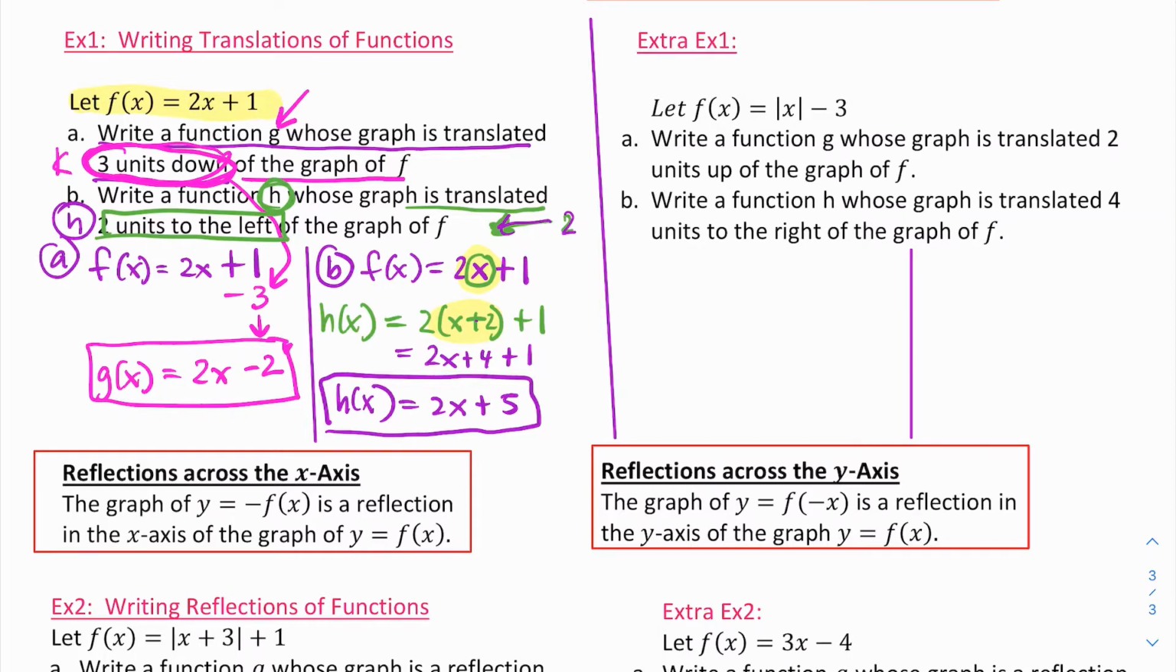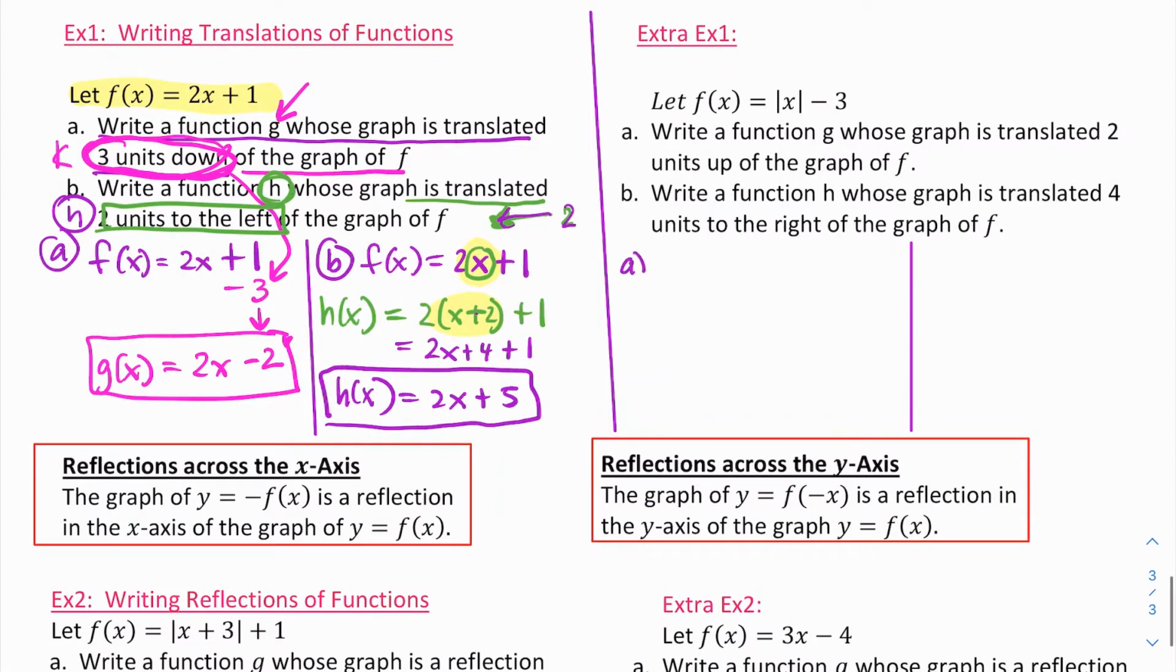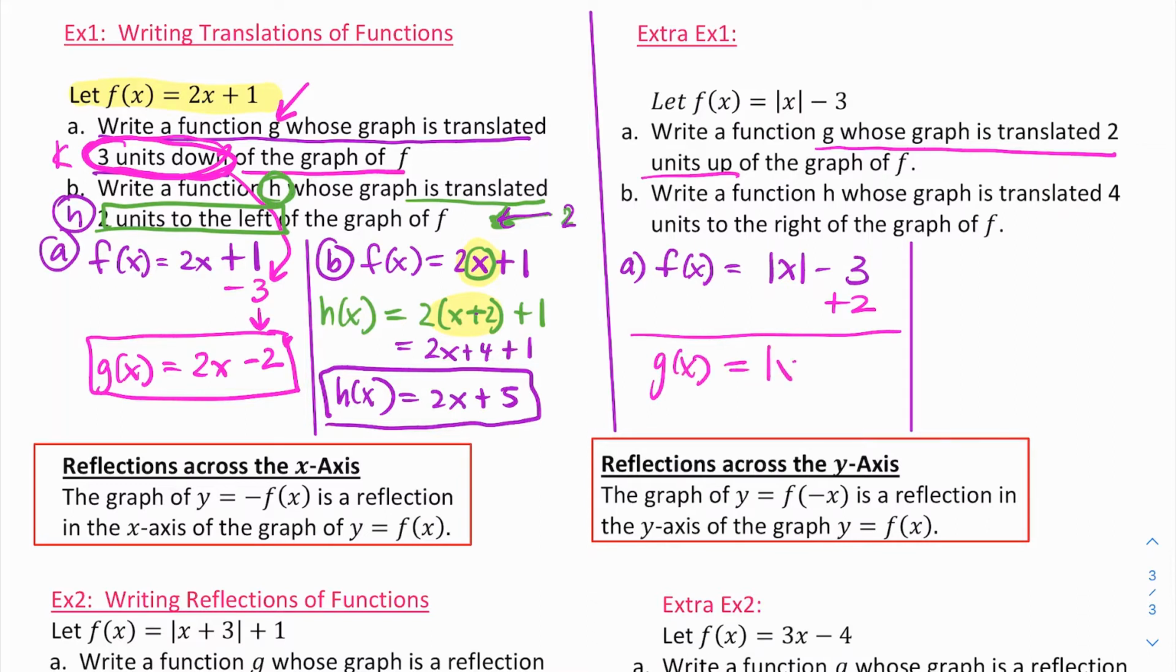Okay, once you come back, here we go. For part A, we have the f of x function, which is the absolute value of x minus 3. They want us to write a g of x function that's translated 2 units up. So 2 units up would be here. So the g of x function would equal the absolute value of x minus 1. And that's k.